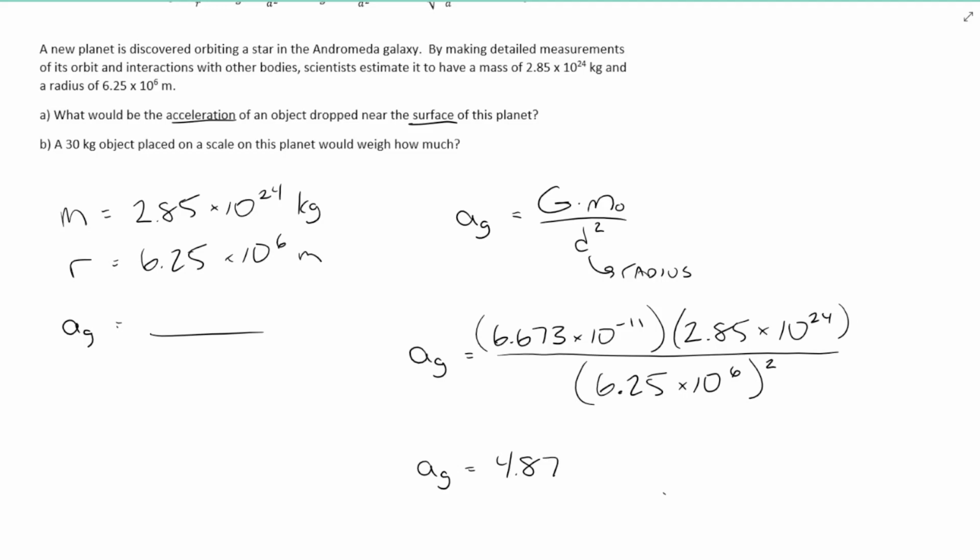And what would that acceleration be? Well, field strength is newtons per kilogram of mass brought in, but we also know that that is the same as meters per second squared, which is really probably the unit that would make sense here. And does it pass the smell test? Well, on Earth, it would be 9.8 meters per second squared. So 4.87 seems reasonable. Either one of those units would work. And so that gets us our answer for part A.